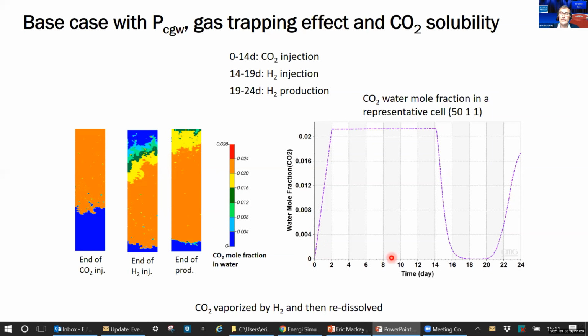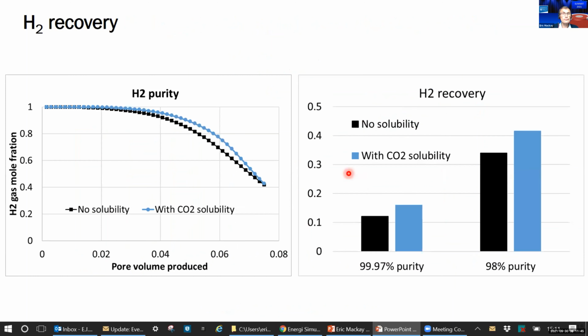And we can see here, plotted against time, we have our CO2 injection very quickly getting up to saturation, the brine being fully saturated with CO2. At this point here, the hydrogen is injected, and we can see that almost all, in fact, all of the CO2 is being stripped out of this one representative grid block, which is up here at the top of the model. What's the impact on the hydrogen purity?